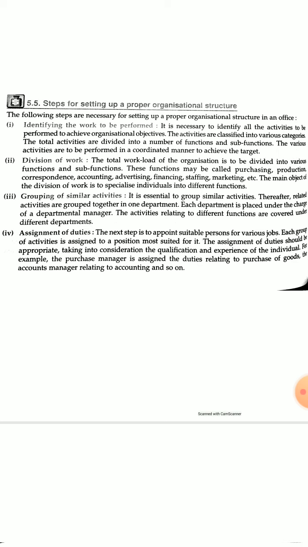Again, the next thing is assignment of duties. When the functions and activities have been grouped together, then assignment of duties is the next part. So who will head the purchase department, or who will head the sales department, or who will be the accounts manager, all these things have to be considered, and the person who is most suited for any post is assigned the duty. The next thing is delegation of authority.